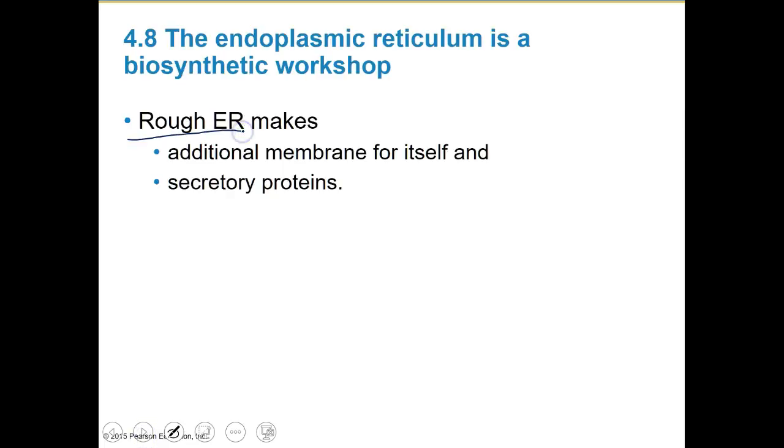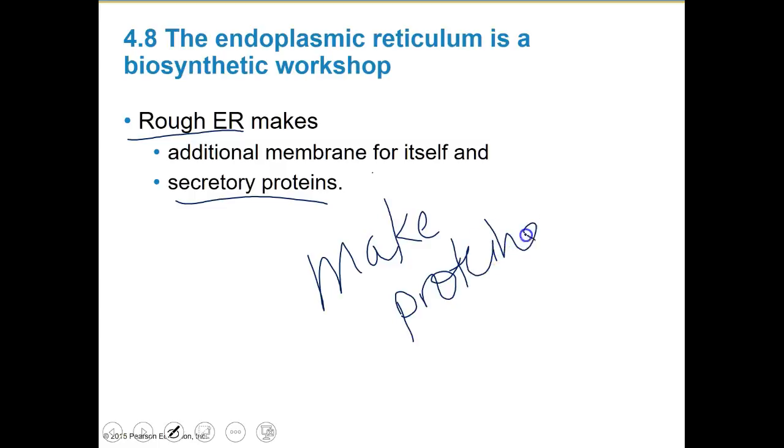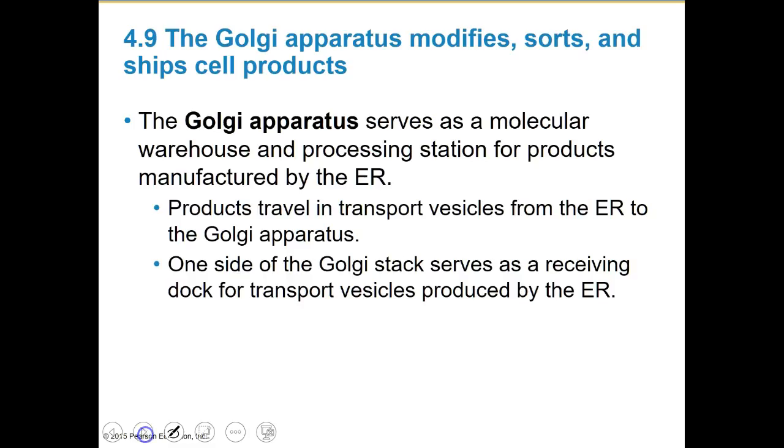The rough endoplasmic reticulum makes additional membrane for itself and secretory proteins, so proteins that will be secreted out of the cell. But the big thing here is if it's bound with ribosomes, it will make proteins. So the smooth one is making lipids, the rough one is making proteins. That's a very simple way to look at them.